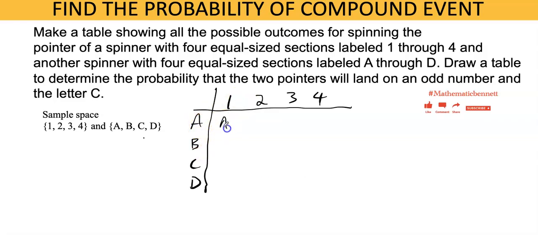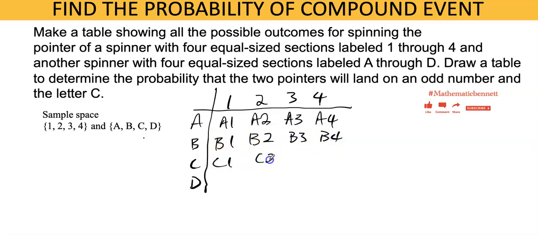So we have A1, and remember we could have 1A as well, so it's up to you which one you're starting with, or if the question tells you which one to start with. So we have A2, A3, A4. Then B1, B2, B3, B4. C1, C2, C3, C4. D1, D2, D3, D4. So we have 1, 2, 3, 4, 5, 6, 7, 8, 9, 10, 11, 12, 13, 14, 15, 16. 16 possible outcomes.